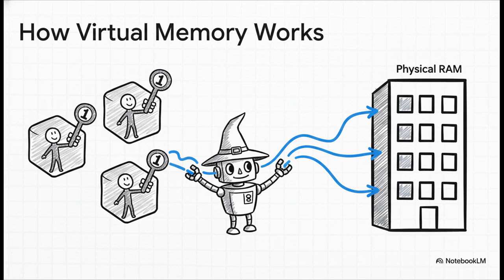It's kind of like every resident in an apartment building having a key that's just labeled #1. Of course, that's not the real world. The kernel is the building manager. It knows the real apartment numbers, and it cleverly maps each person's #1 key to the correct physical space in the building, which is your physical RAM. This whole system lets the kernel do something really clever. It can promise way more memory than actually exists.